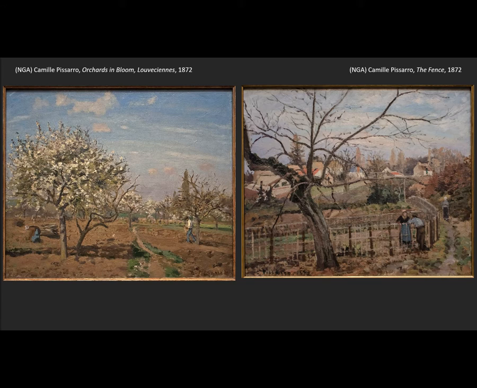The town he's living in is Louveciennes. It's not far from Argenteuil. And here we see they're gathering sticks around these orchards in bloom. And yes, there's some work going on. The man on the right has a sack over his shoulder. The one on the left is bowing over to gather sticks. But there's not a sense that it's horrifying and demeaning, dehumanizing, sweaty toil. These are people who are engaged with the land. And that's really what Pissarro focuses on.